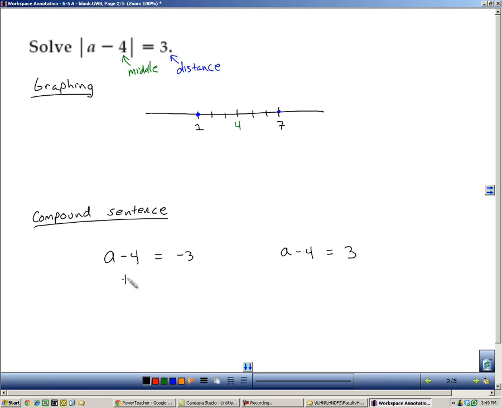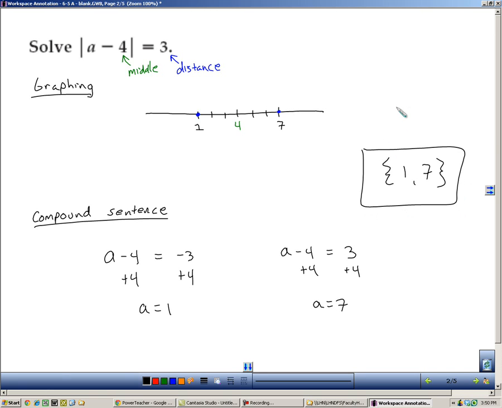Now we'll solve them. Add 4. You get a equals 1. Add 4 over here. You get a equals 7. Either way, the answer here is 1 and 7. The answer to my absolute value equation.